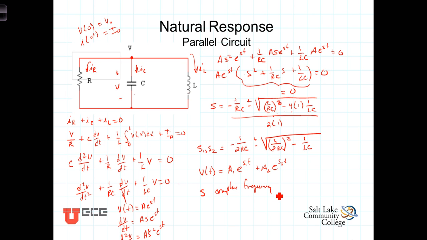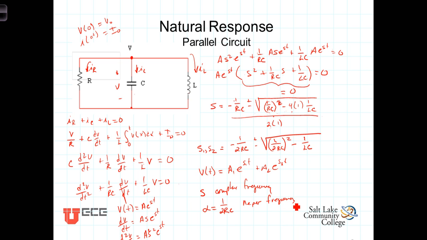We're going to define 2 other terms. First, the term alpha. Alpha is equal to 1 over 2RC. It's known as the neper frequency. We're going to see that because it has the same units as S, it is also a frequency in reciprocal seconds or per second, and again, it is then a frequency of sorts.